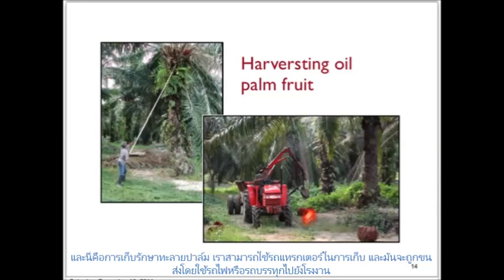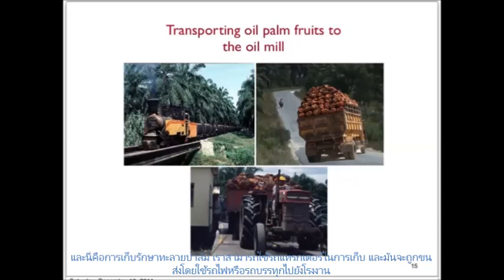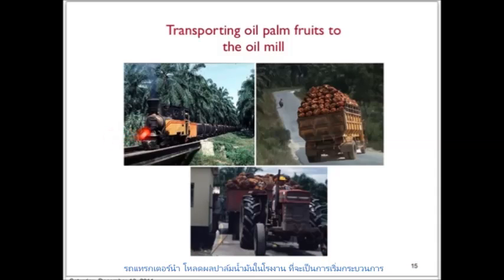Then the fruit bunch will be collected. These days we can use a tractor or modern means to collect the fruit. Then the fruit will be transported by train or by lorry to the factory. As you can see here, the tractor brings a full load of oil palm fruits into the factory to be processed.